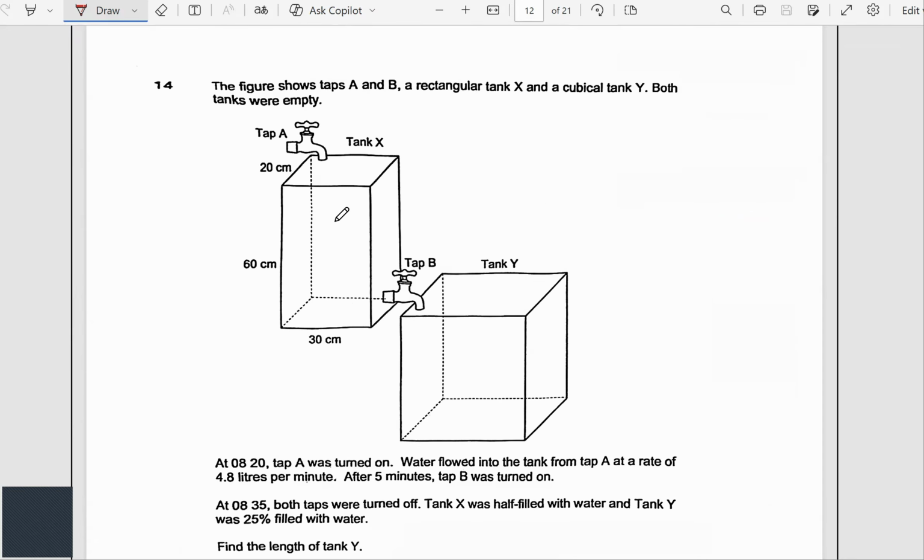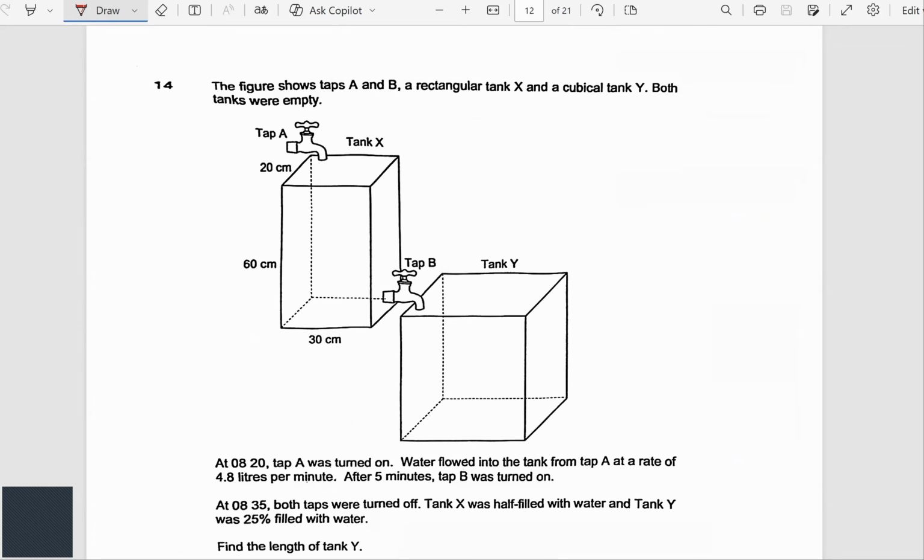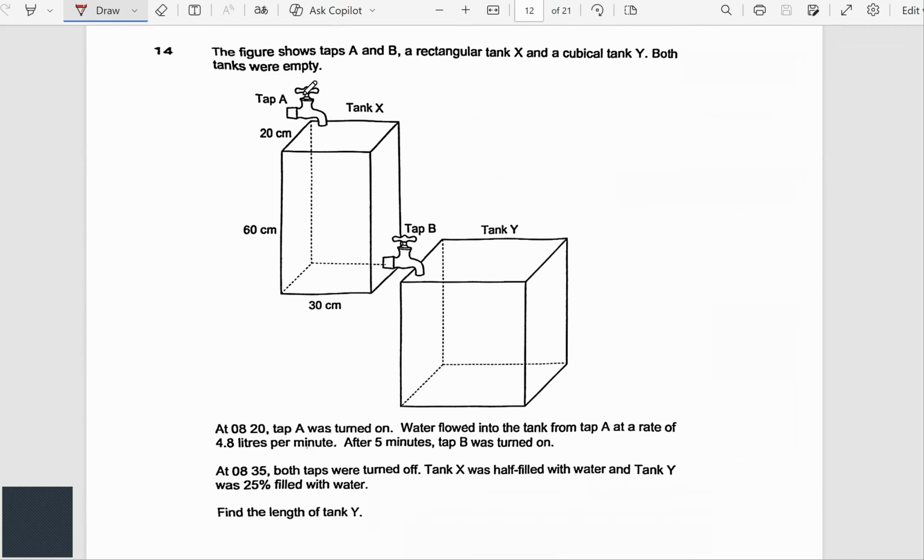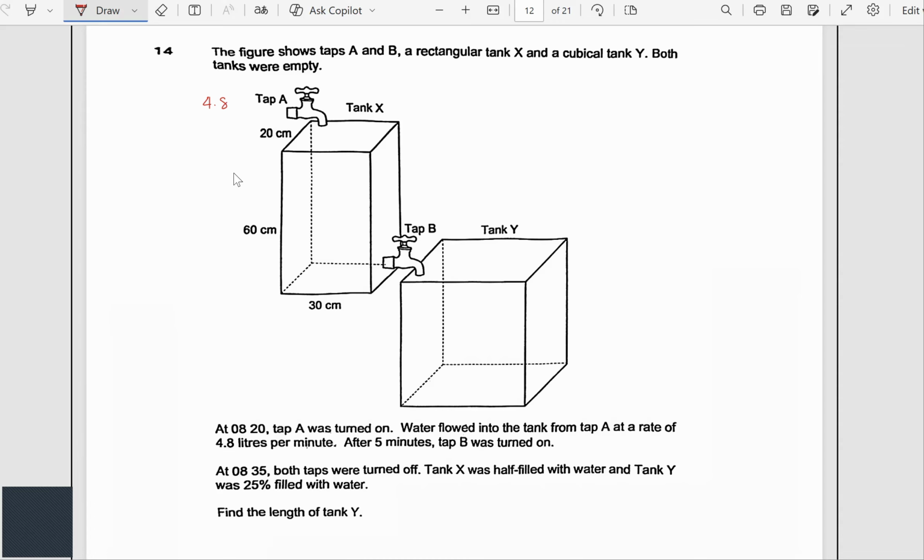Question 14. So you have tab A, tab B, rectangular tank X, and cubical tank Y. And both were empty. So at 8:20, turn on tab A. Then water flows in at a rate of 4.8 liters per minute. Okay, let's write it down. Then it flows for 5 minutes. Then after that, tab B was turned on. Okay, 8:35, both were turned off.